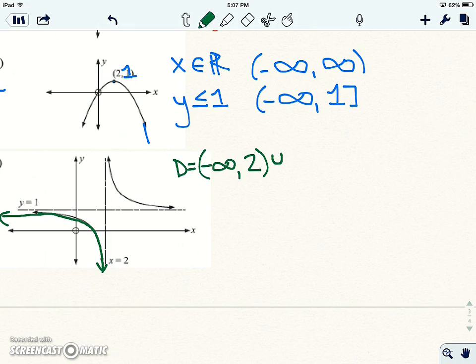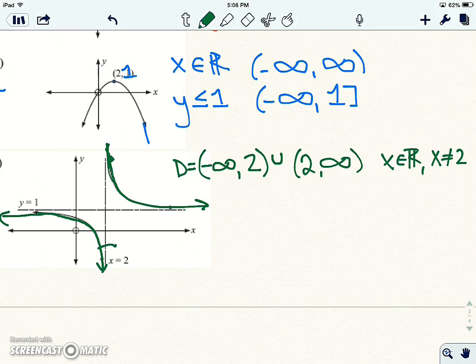And then we're going to do a union symbol. It jumps over it. Now we're up here, but we're still a little bit after 2. And we can continue to head this direction for infinity. The other way to say that would be x is an element of the real numbers, except x cannot equal 2. That's the only number that doesn't work.